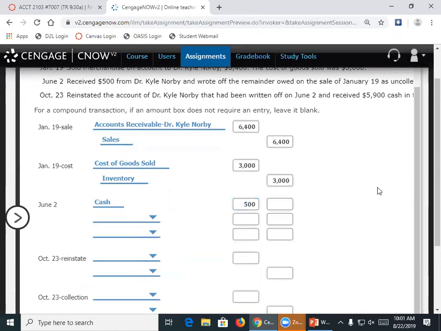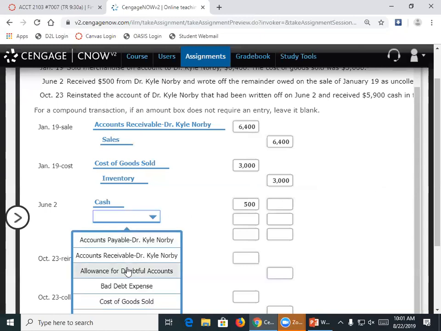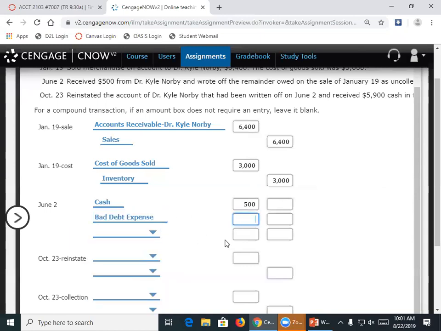Well, if he owed us $6,400, he paid us $500, and we're thinking he's never going to pay us the rest, right? So what do we do with that remaining $5,900? We debit bad debt expense. Very good. Credit accounts receivable. Perfect. We're going to debit bad debt expense for the $5,900 that remains on his account. And we think we're never going to see that. We just write it off directly to bad debt expense.